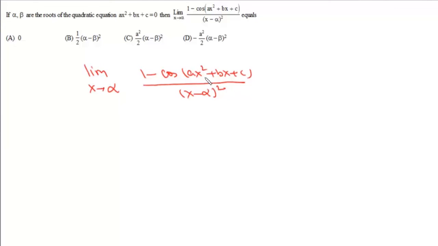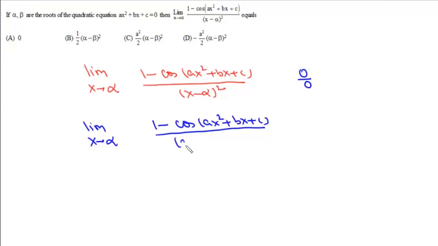Now if we put x as alpha, cos 0 is 1, so this is 0 upon 0 form, so we'll convert it into a standard limit. We can write limit x tends to alpha of (1 minus cos of (ax square plus bx plus c)) upon (ax square plus bx plus c) whole square, into (ax square plus bx plus c) whole square divided by (x minus alpha) square.